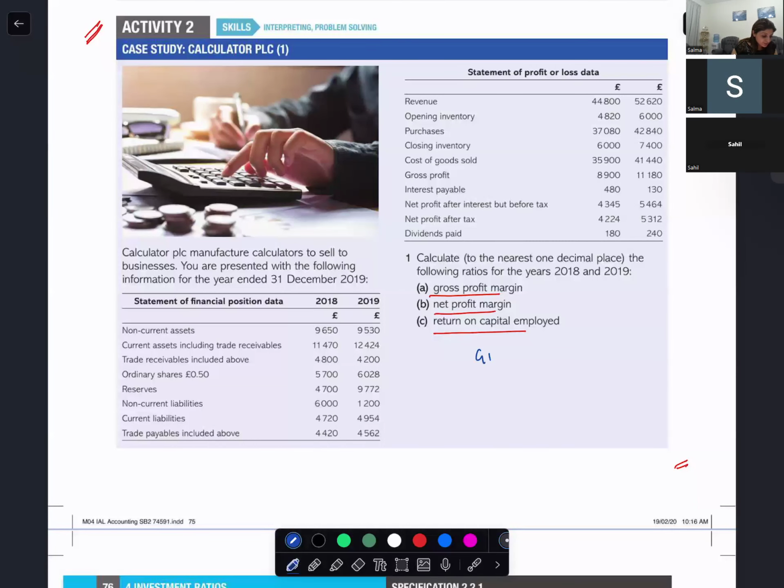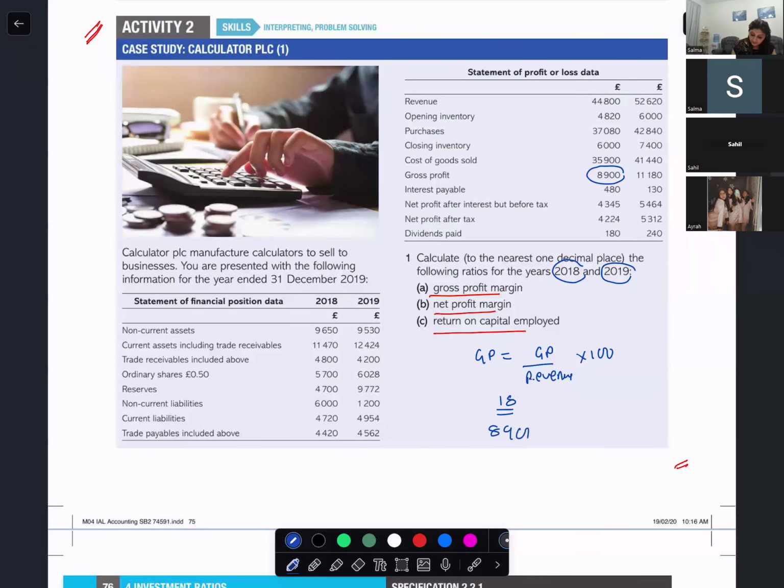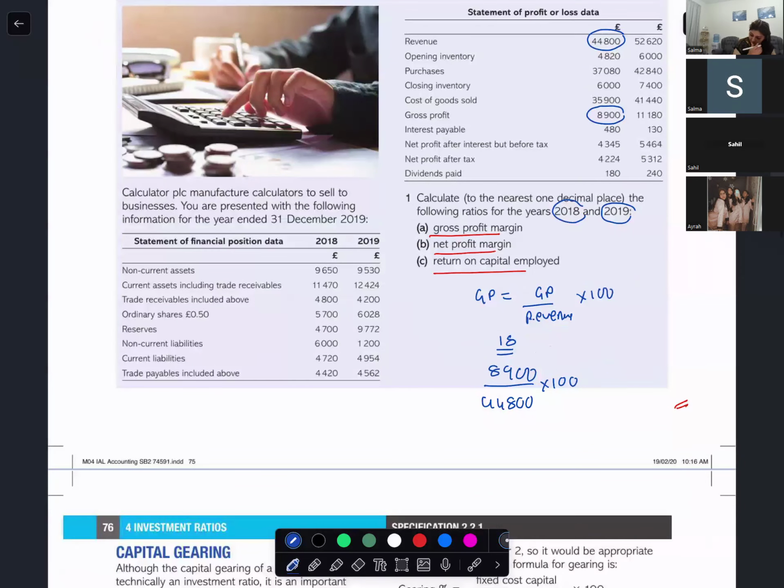The first thing is the gross profit ratio. What is the formula for gross profit? Gross profit divided by revenue, into 100. And you want this for 2018 and 2019. For 2018, it would be 8,900 divided by 44,800 into 100. So it's coming up to 19.86%.